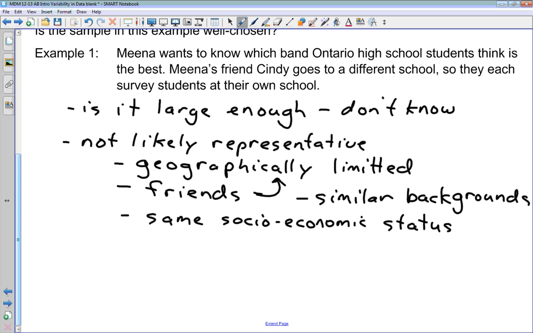Now, one way to fix this would be by doing a much bigger sample, sampling people from all across the province. Cindy and Mina probably aren't going to be able to do that. The other thing they could do, though, is change the population that they're studying. They could say that they want to know which band high school students in their city think is the best. So by sampling 2 high schools, depending on the city, that might be sufficiently representative that they could study that population instead.